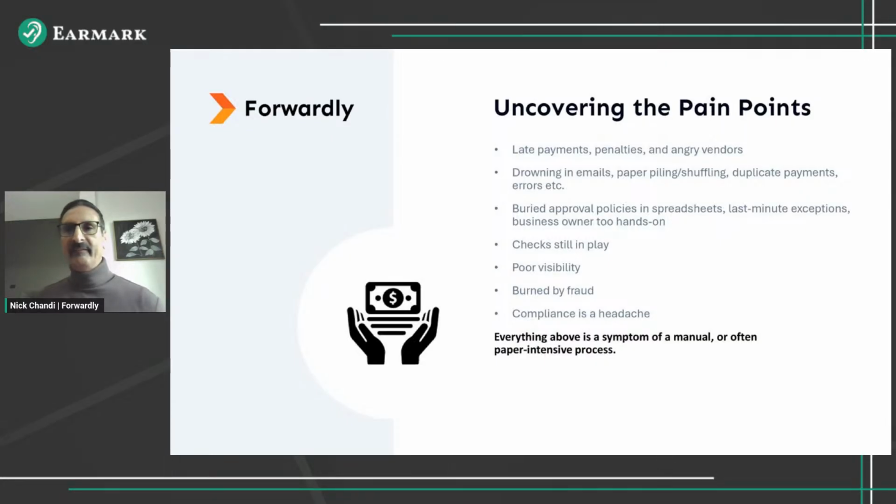Okay? It's very, very hard to find those approvals, because approval policies, they are buried somewhere in the spreadsheet. And just because the business owner is too hands-on, sometimes that's a problem. They want to sign every check. They want that kind of control. That's what we have seen.